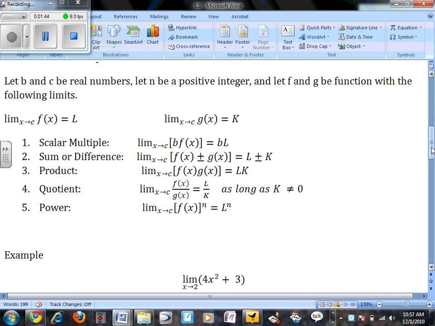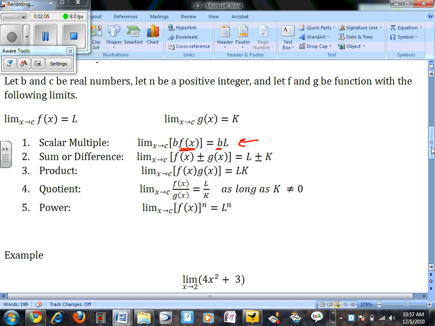Properties of limits. If a scalar is multiplied by everything, we can pull that number out, find the limit, and then just multiply it at the end. So you can find the limit of the function, then at the end multiply the limit by that multiple that we had earlier.